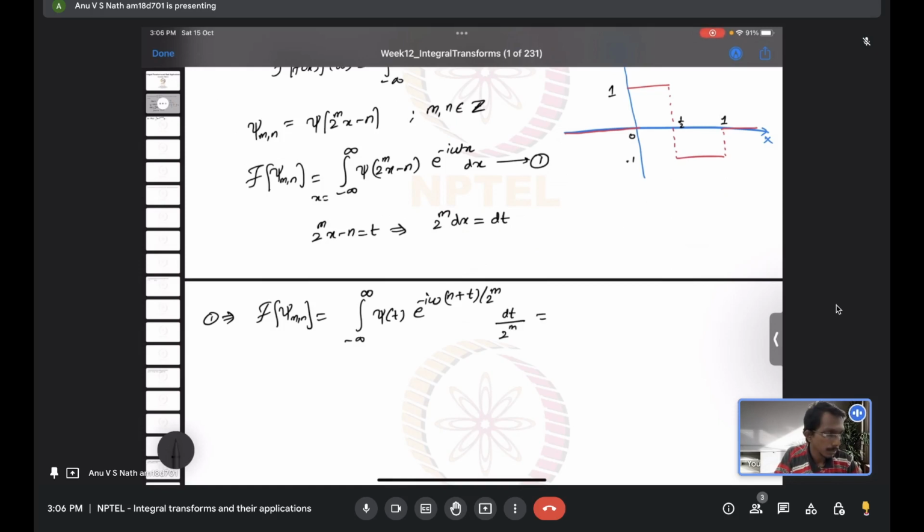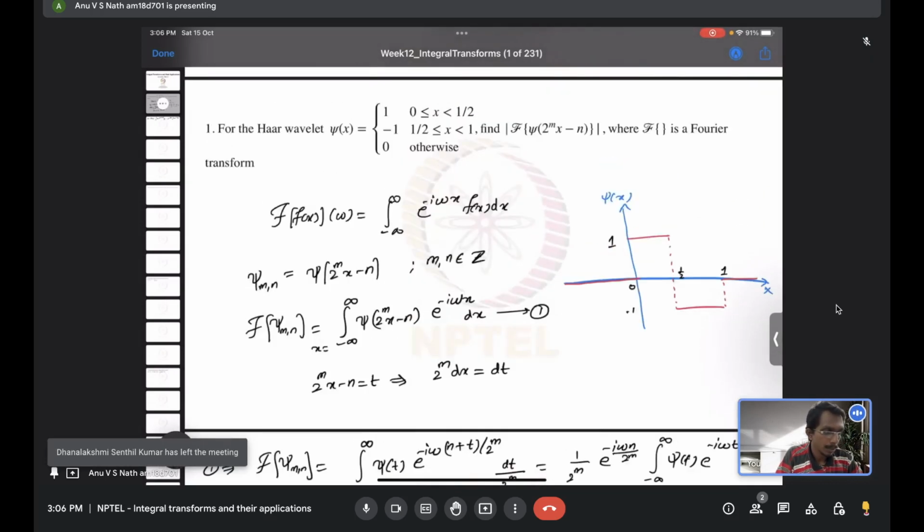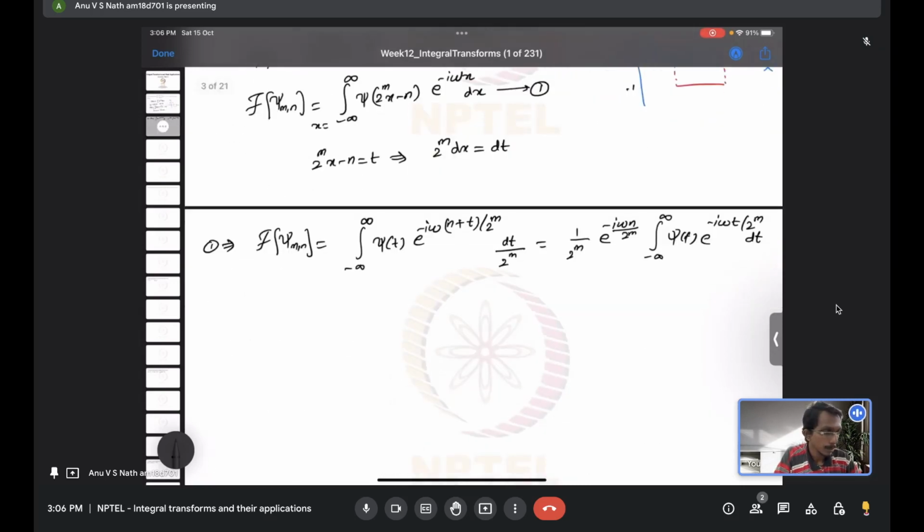We'll take the constants outside. 1 by 2 raised to m is a constant. Also, in the exponential term, e raised to minus i omega n by 2 raised to m is a constant. The remaining functions of t, which are psi of t and e raised to minus i omega t by 2 raised to m, will be inside the integral. Now recall the definition of psi of t. From 0 to half its value will be 1, and from half to 1 its value will be minus 1, and 0 everywhere else. So we'll split the integral.